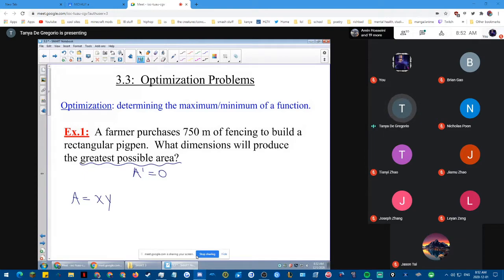But I'm going to get rid of the y because normally when we take the derivative, we always have x as our independent variable. All right, so how do I get rid of y? How do I substitute in for y? What other information do we have here? The perimeter. Yeah, we have the perimeter, and it's a rectangle. So what's the perimeter of a rectangle? 2x plus 2y. Yeah, thank you.